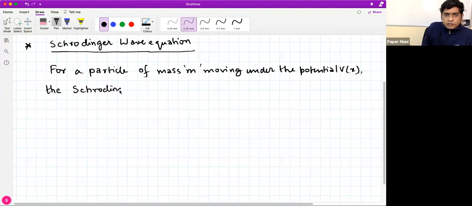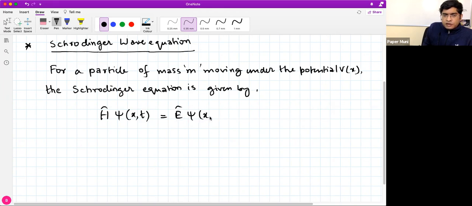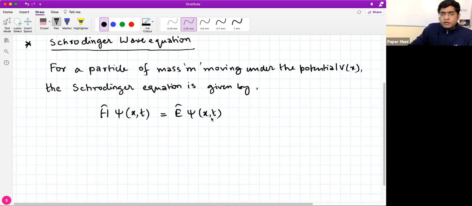Schrodinger equation is given by H cap psi, where psi is the wave function which is dependent on position and time, and this is the energy operator, and we have x, t.